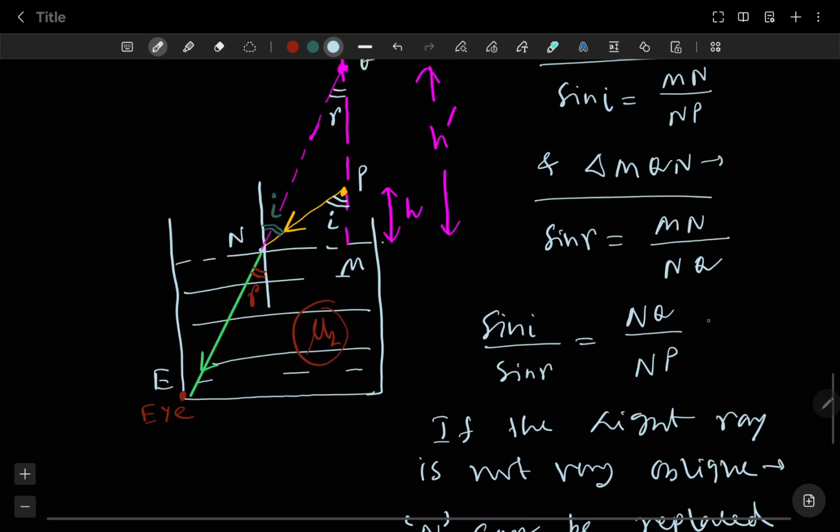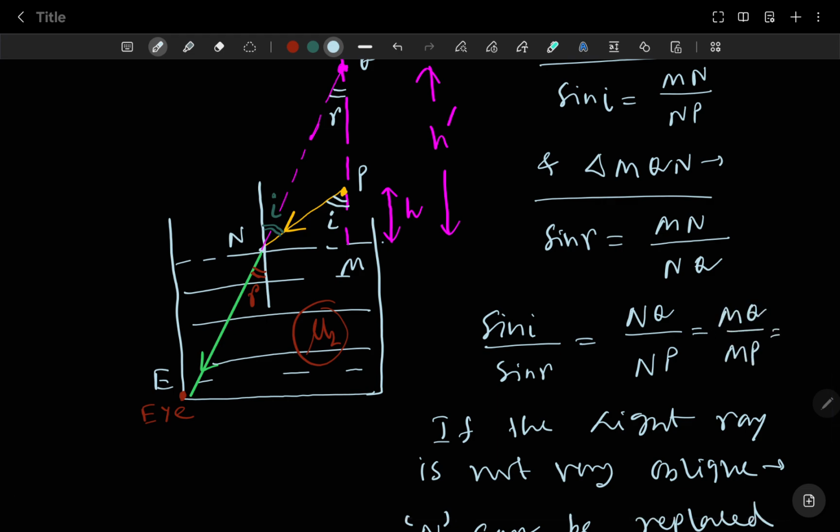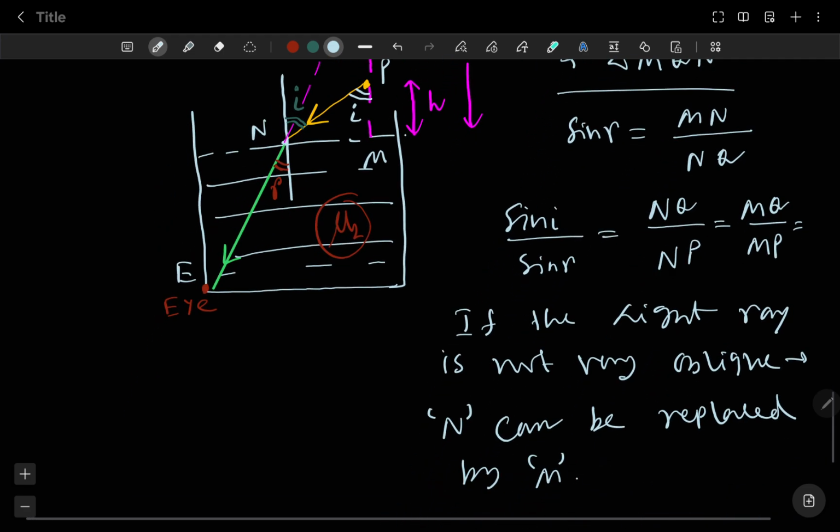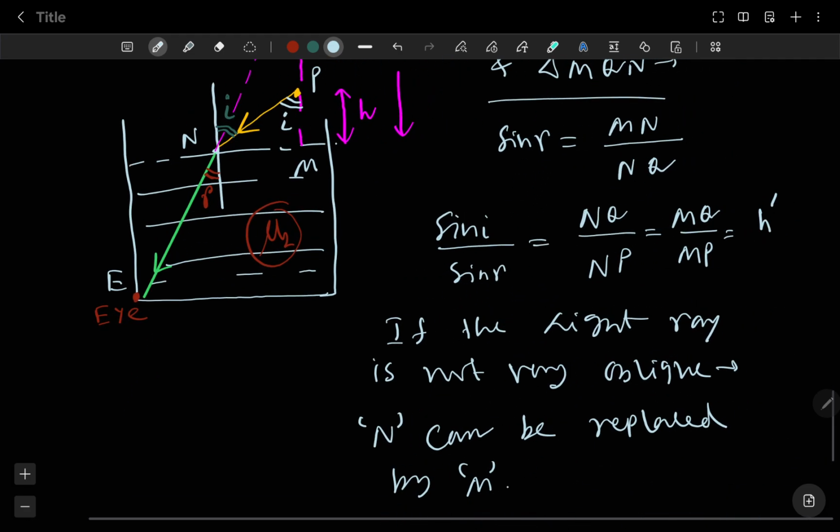So it will be MQ by MP. So MQ is h dashed, MP is h. So it is h dashed by h.